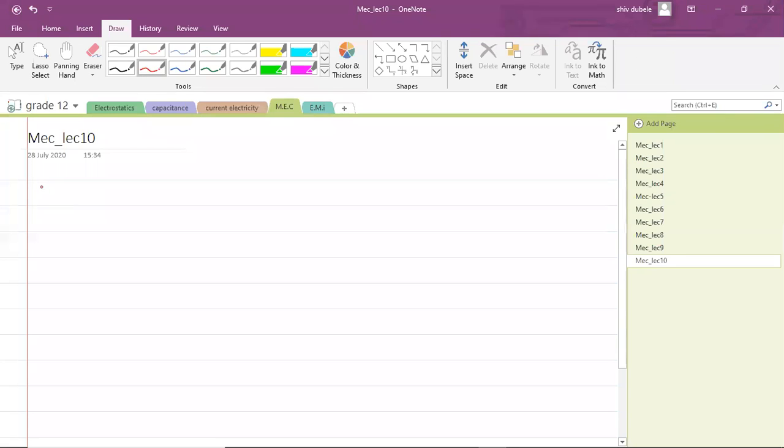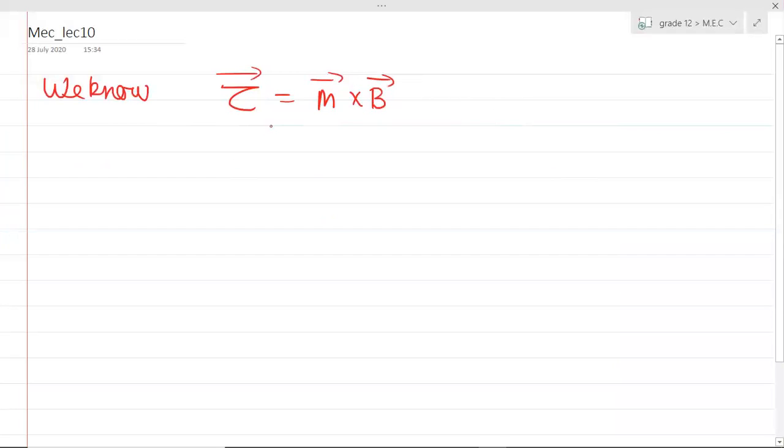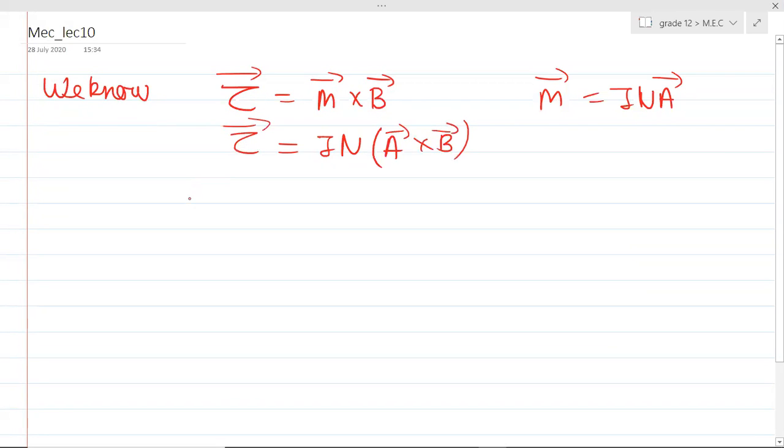So in the last class, we discussed that whenever a loop is placed in a uniform magnetic field, that loop will experience a torque like this. Torque will be equal to m cross B, where the m vector is nothing but I into n into A vector. And this was also equal to I into n into A cross B. This is what we discussed in the last class.